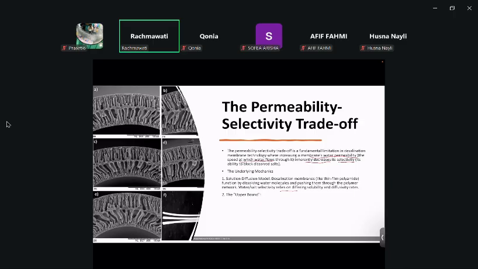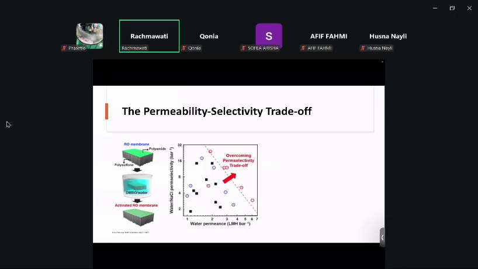And there is also the upper bound. In a log plot comparing water permeability versus water-salt selectivity, the membrane performance forms a diagonal line known as an upper bound. In this case, membranes pushed to the right have higher permeability but poor salt rejection, and moving to the upper left corner means high salt rejection but slower flow rates. Something like this.